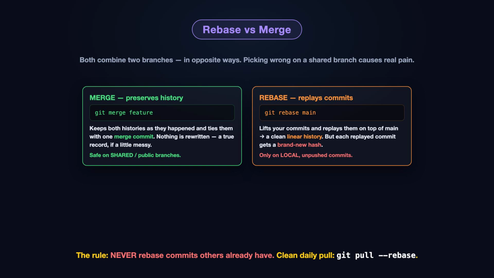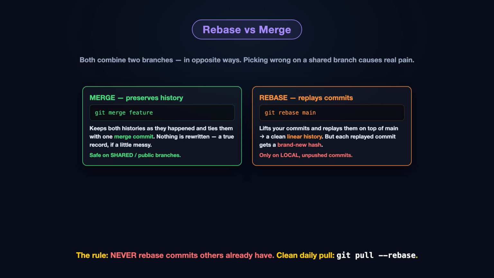But here is the catch, and it really matters: rebase does not move your commits, it recreates them. Each replayed commit gets a brand new hash, even though the changes look the same. That is completely fine for commits that only live on your own machine. It is dangerous for commits you have already pushed and shared, because everyone else still has the originals, and now your history and theirs disagree, which leads to duplicated commits and painful conflicts.